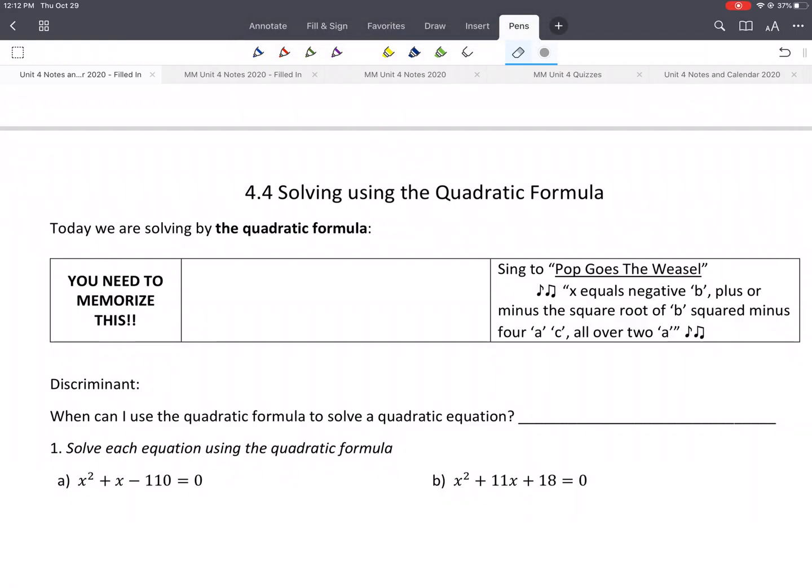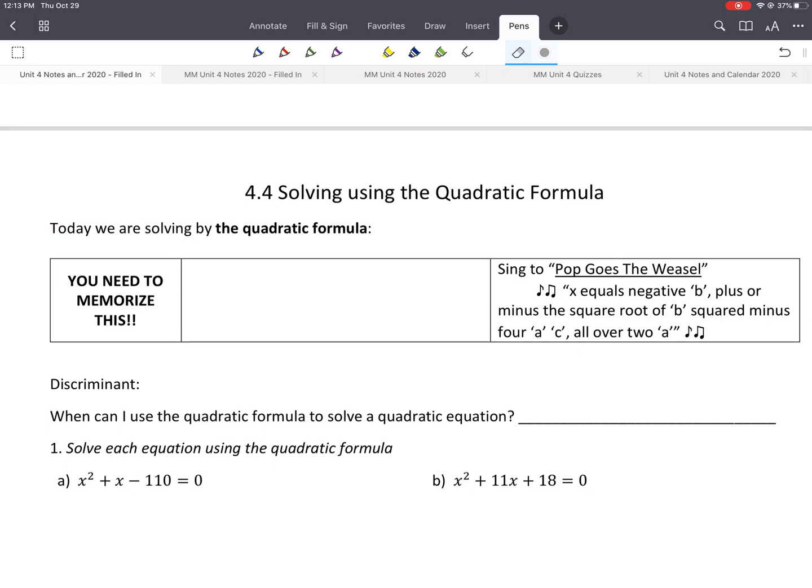Welcome. This is 4.4, solving using the quadratic formula. We've learned 3 other ways to solve: using factoring, using square roots, or completing the square. All 3 of those are great ways, but some of them are a little more complicated than others. Now we're going to talk about the quadratic formula.